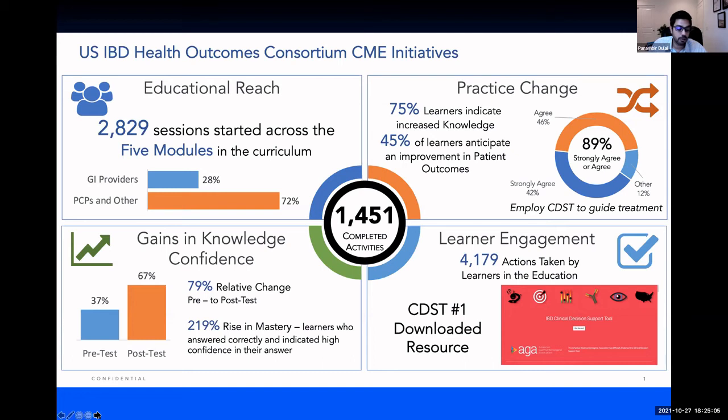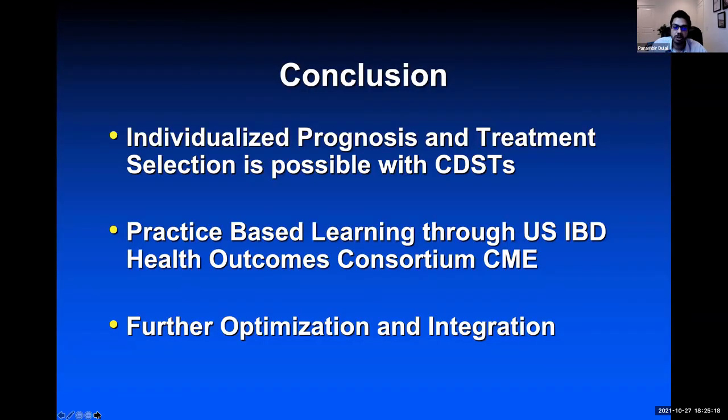And of the over 4,000 actions taken, the clinical decision support tool was the number one downloaded resource. And this is available for free for anybody in the world. And you do get CME credit for this when you use this. So just to summarize here, individualized prognosis and treatment selection is indeed possible with these decision support tools, and you should think about stacking them together to provide a full view for the patient.